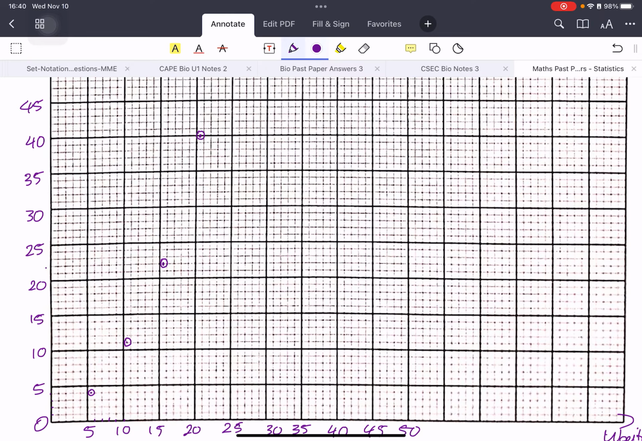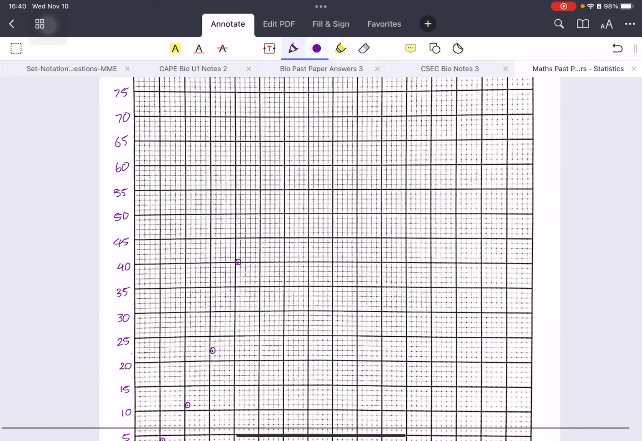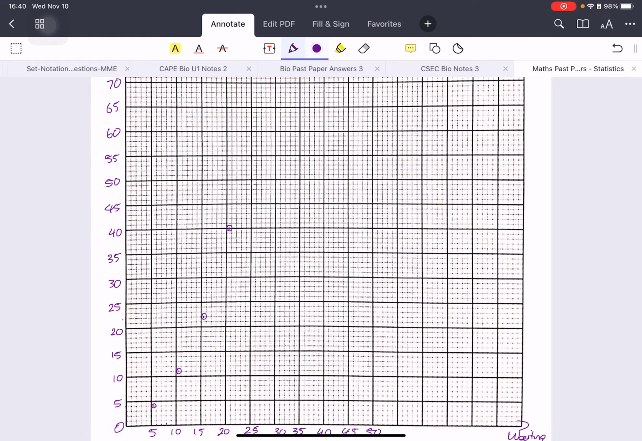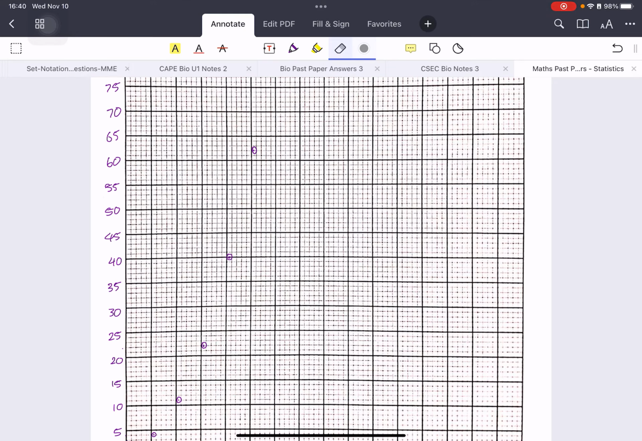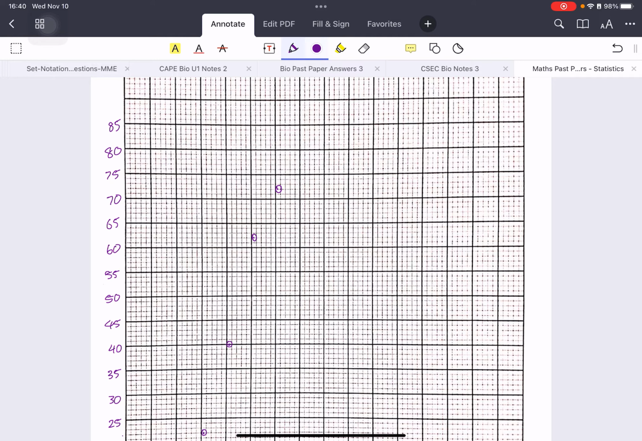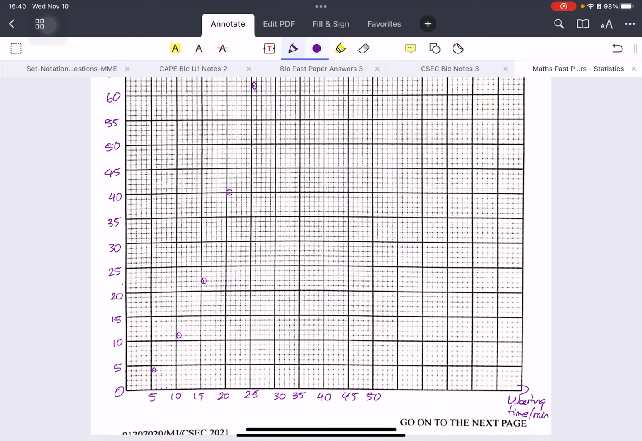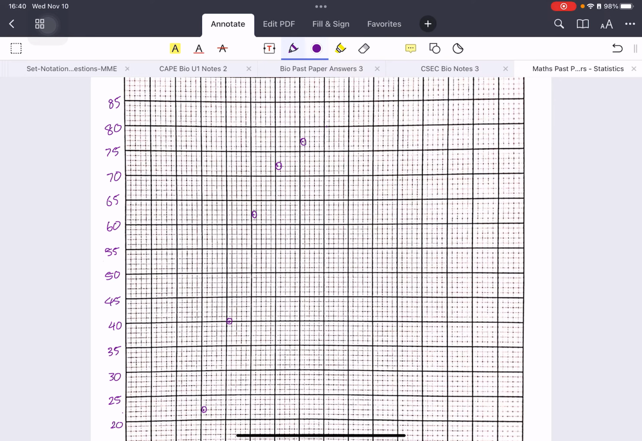25.5, 62. Okay, I'll zoom out a little bit so you can see what we're doing. 25.5 goes all the way up to 62 here. 30.5 and 72. That's right around here. 35.5, 77. And then finally 40.5, 80. So 40.5 would run us all the way up to here.